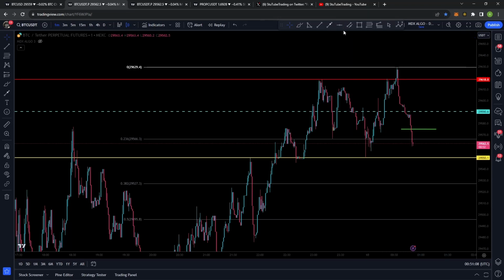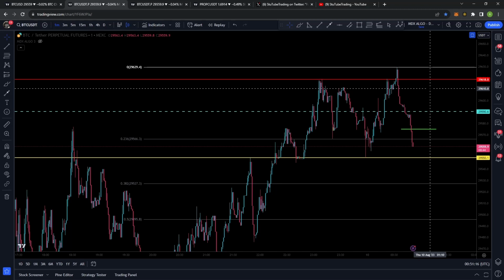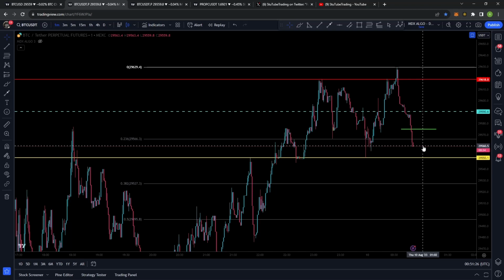See, now this is where I think we are getting at support. You know what? I'm actually just going to close it. Screw it. I'm closing it. 6.5%. Yeah. 6.5% profit. Just took it right now.